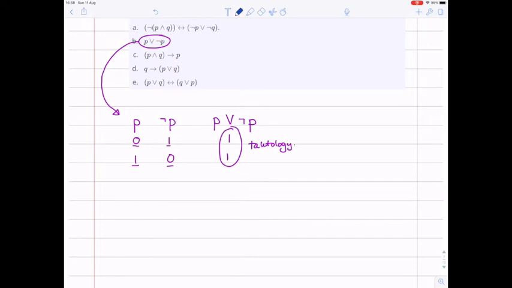Now let's look at a slightly more interesting example. So let's have a look at this one. So we want to check that Q implies P or Q is true. All right, and we want to see that that's a tautology. So we're going to need a truth table with P and Q. So we've got 0, 0, 1, 1, 0, 1, 1. And we're going to need P or Q.